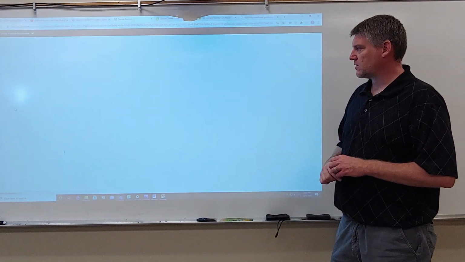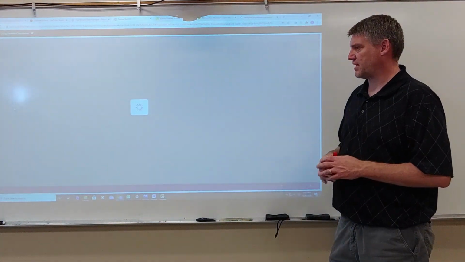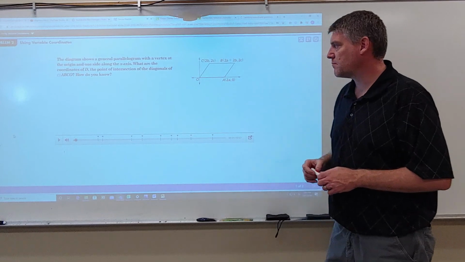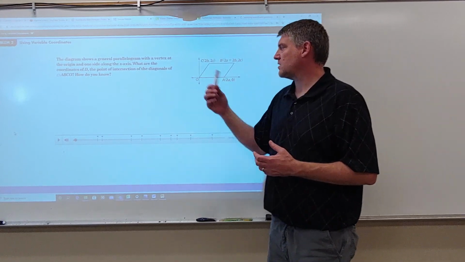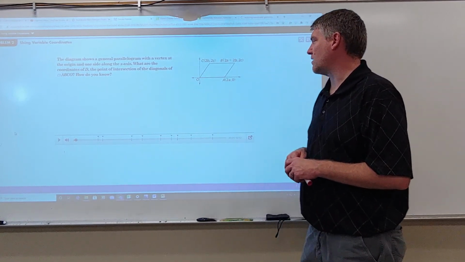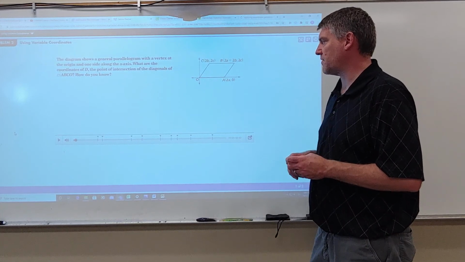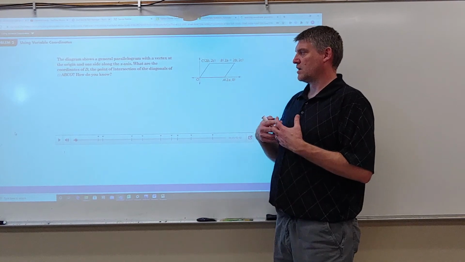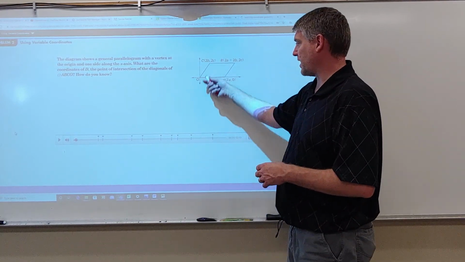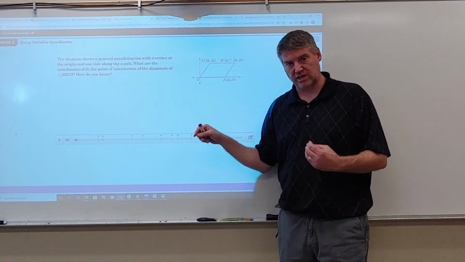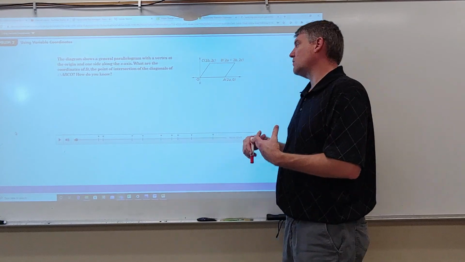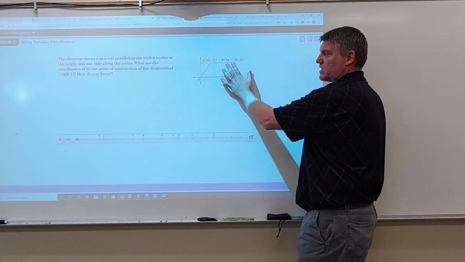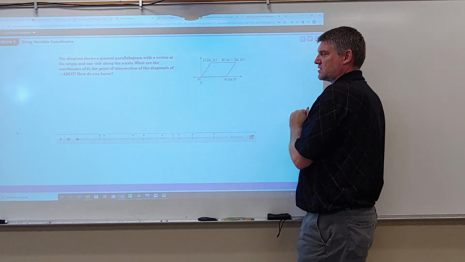So we're going to be looking at identifying coordinates here. It says, what are the coordinates of D, the point of intersection of the diagonals of ABCO? Okay, so this is the origin. They use the origin as one of the corners. So now I can find my coordinates here. They've already given me my pieces here.